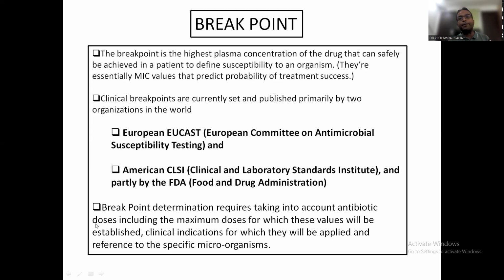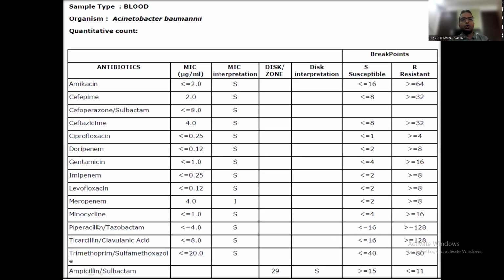So breakpoints are set for the physiologically possible maximum amount of drug or dose that can be used. We can slightly increase the doses and achieve a slightly higher breakpoint, making some MICs come into the susceptible zone, but not increase further and kill the bug along with the organs of the patient. So this we have studied: the breakpoints below which it is susceptible, above which it is resistant.